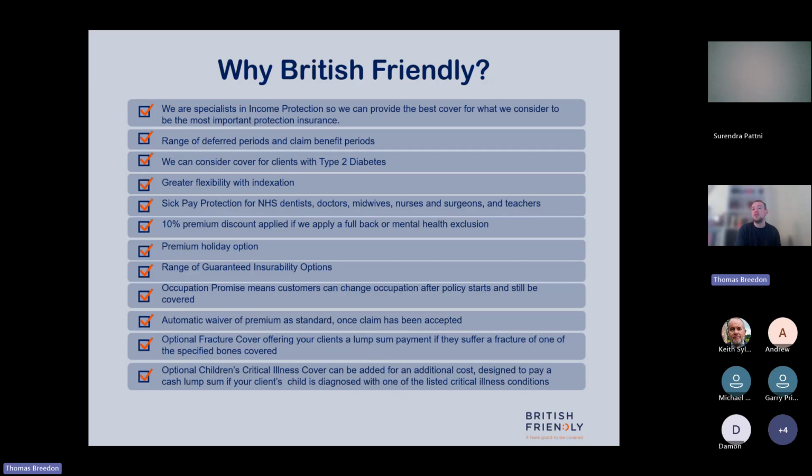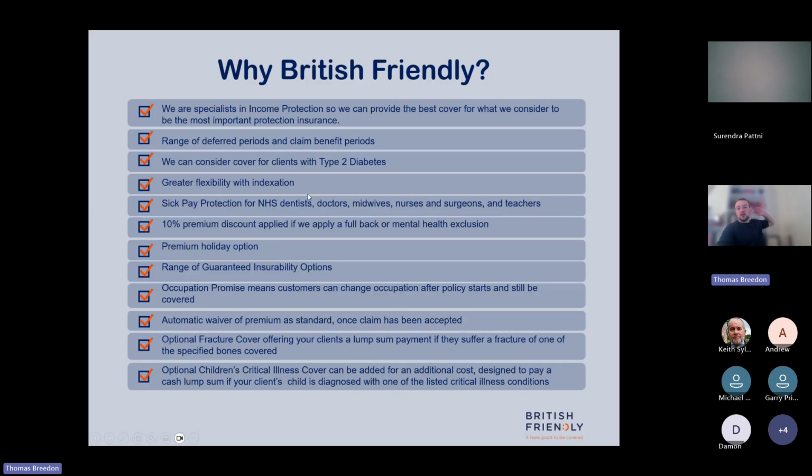If they tick all those boxes, they can have income protection with us, and if they are off work due to a type 2 diabetes issue, they can put a claim in for that as well, because they won't be excluded for diabetes type 2. They are likely to be loaded, anywhere between 50% and a maximum of 150%. But the fact they can put a claim in for that condition tends to go really well. So anytime we've got type 2 diabetes, it's always worth a conversation with us here at British Friendly.